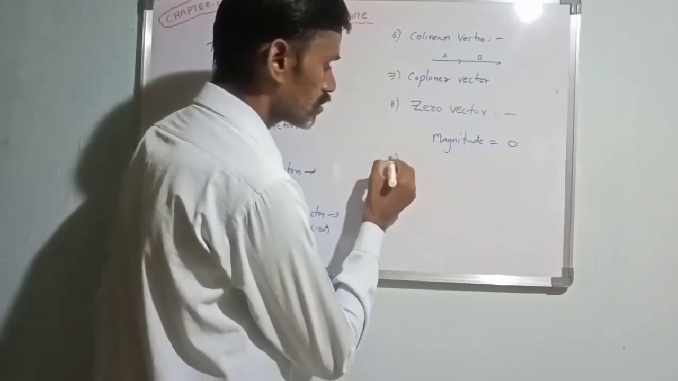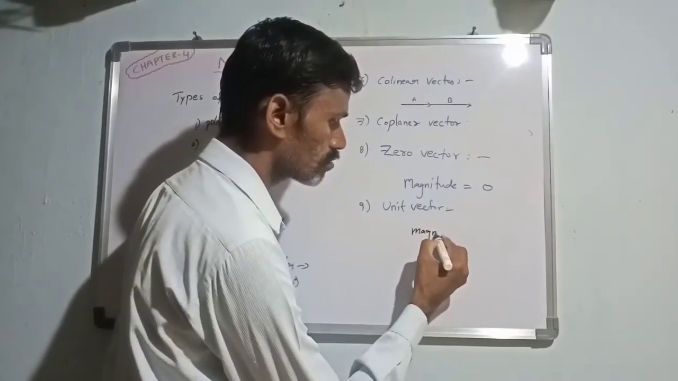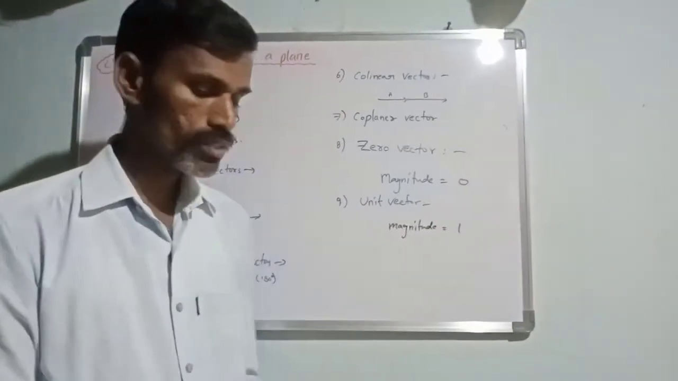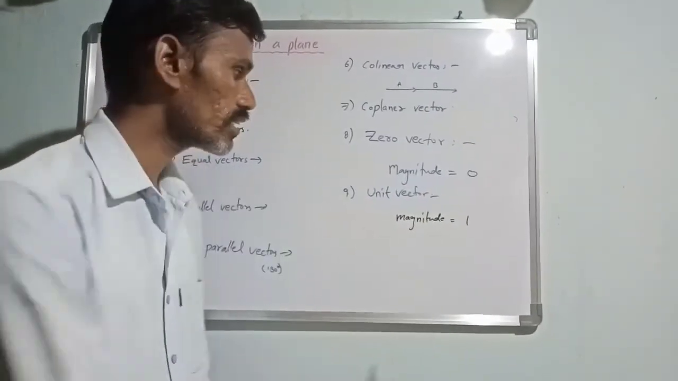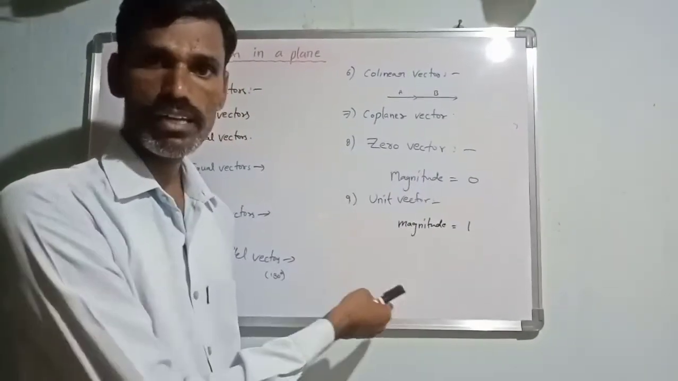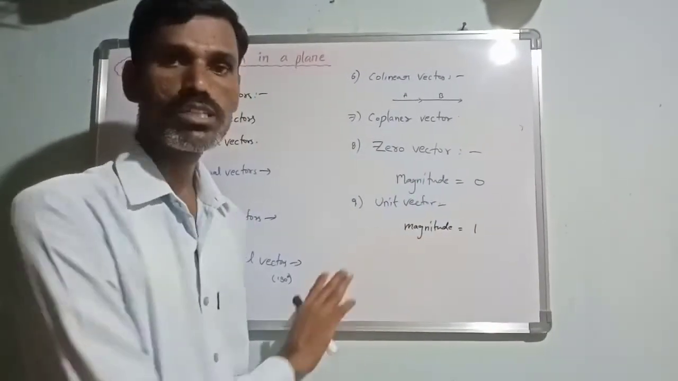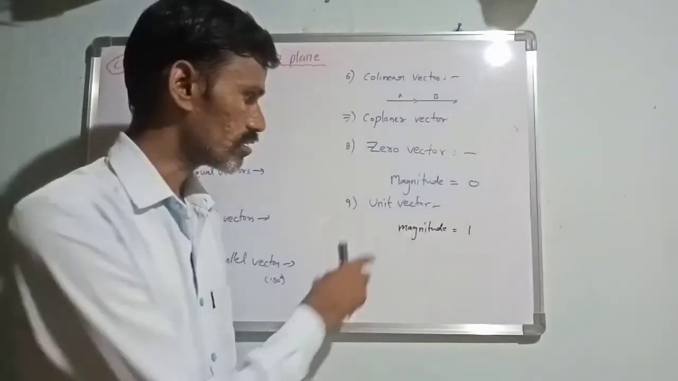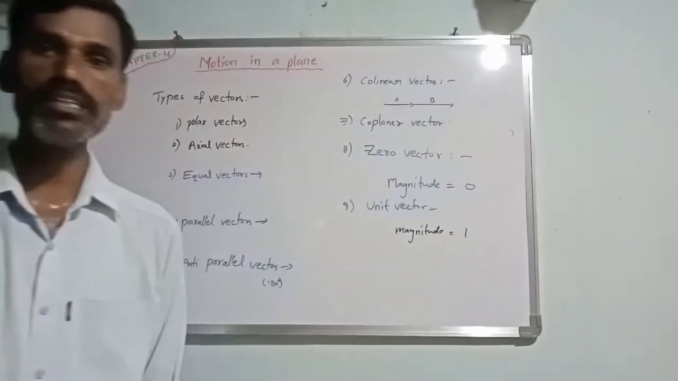Now the next type of vector is the unit vector. Whenever the magnitude of a vector is 1, then the vector is said to be a unit vector. The use of a unit vector is to indicate direction. If we multiply a quantity with the unit vector, the magnitude does not change, but the unit vector indicates in which direction the quantity acts. So what is a unit vector? If the magnitude of a vector is 1, then the vector is said to be a unit vector.